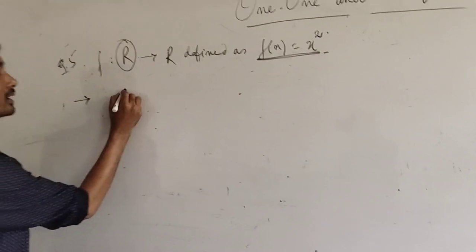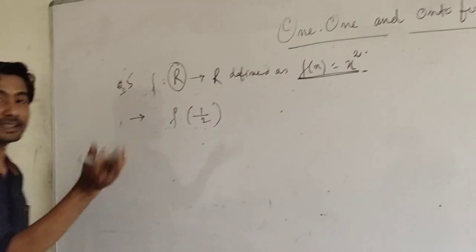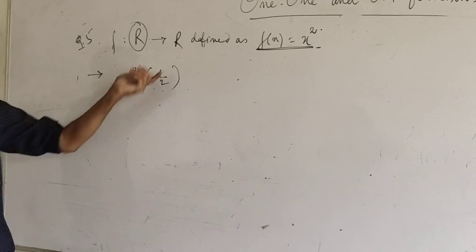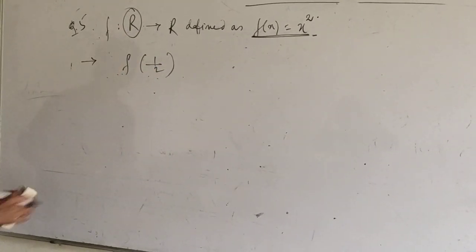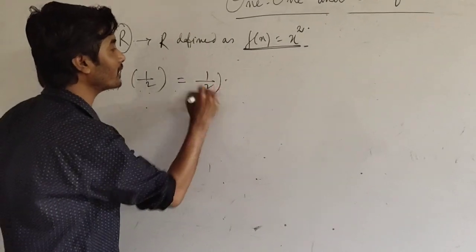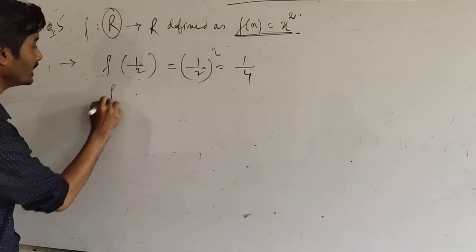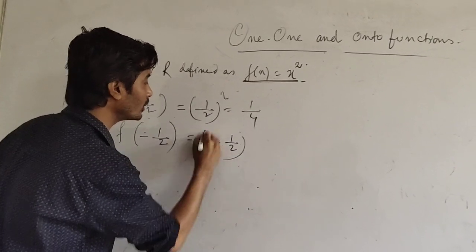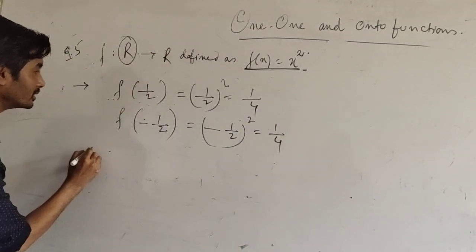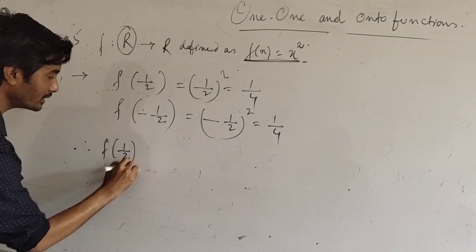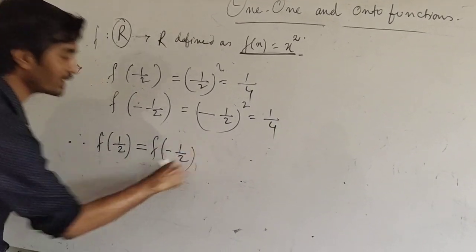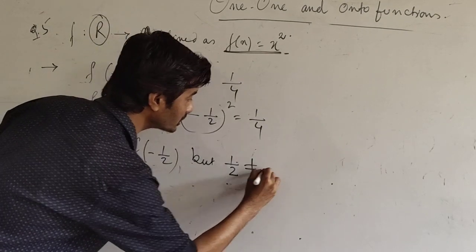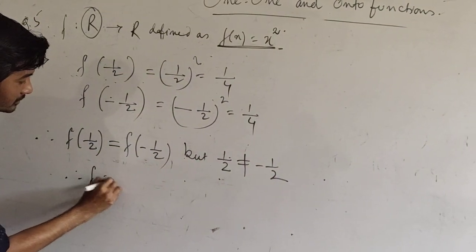So here you see f(1/2). This is the only difference. In the last example, this was Z. Therefore, in that particular example, we cannot take half. But here, since it is R, we are free to take any fractional number here. So f(1/2) will be equal to half square, which is 1 by 4. And I want to take f(-1/2), equal to minus half whole square, which is 1 by 4. Now see here, f(1/2) is equal to f(-1/2). This is satisfied, but half is not equal to minus half. Therefore, f is not one-one.